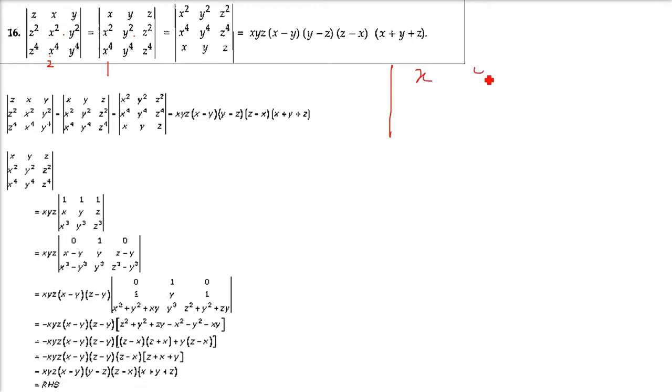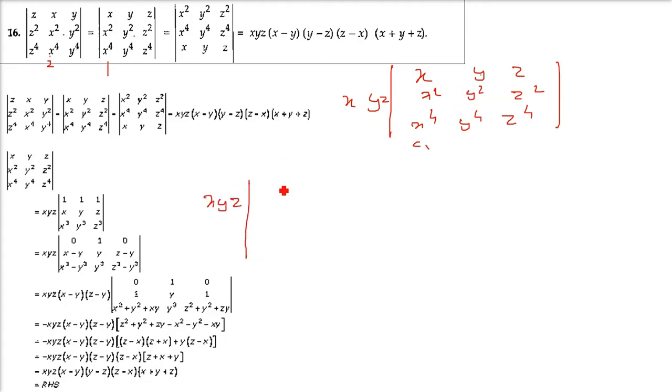So let us start with the middle one: x, y, z; x square, y square, z square; and x4, y4, z4. Now you can take x common from the first column, y from the second column, and z from the third column. So x, y, z, what do we get? You get 1, 1, 1 here, x, y, z here, and x cube, y cube, z cube here. You have taken x, y, z common.